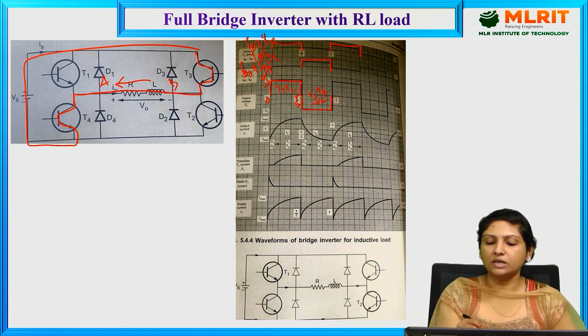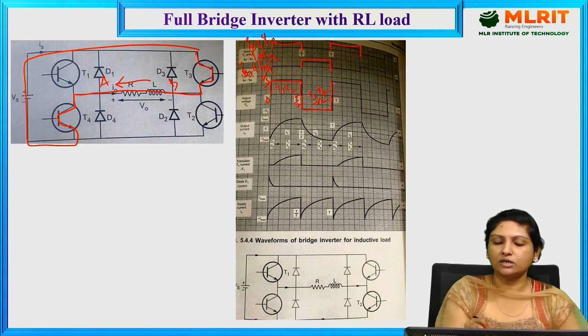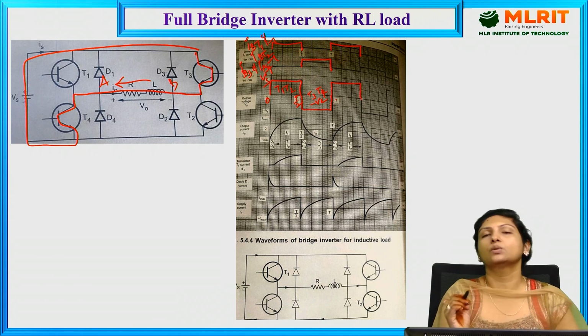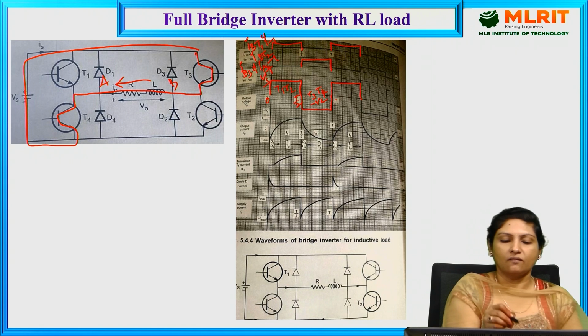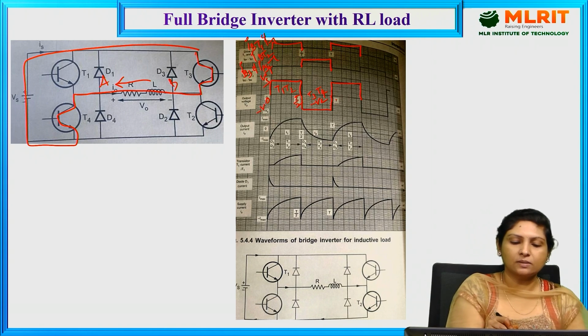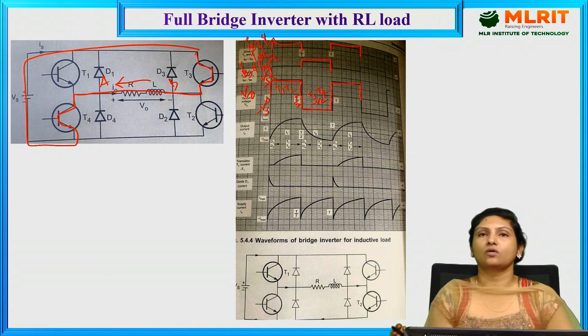And the moment it reaches T, again we have provided the base drive for transistor 1 and 2. So we are getting the output voltage with magnitude Vs, and this is minus Vs, and this is nothing but the output voltage waveform.